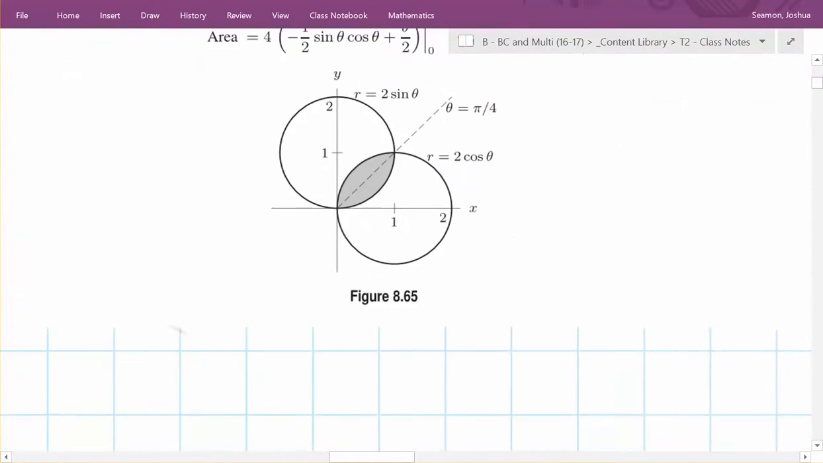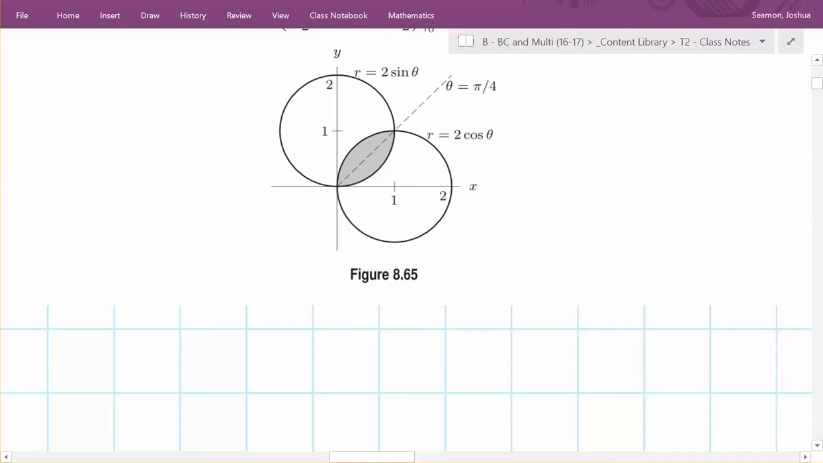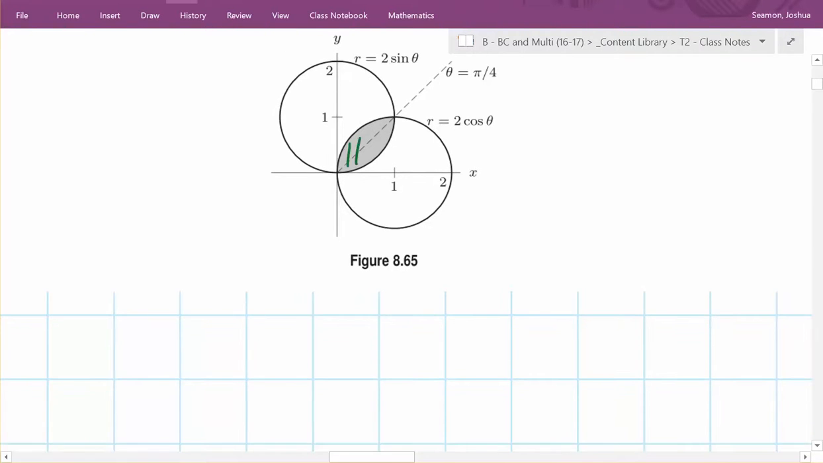So what do you get? You get a picture that looks like this. Are you comfortable with that picture? So it's asking for this area right here. Do you see symmetry? Yes. So you can either do it from 0 to pi over 4 or pi over 4 to what? And double it. Which one do you think I would choose? 0 to pi over 4 or pi over 4 to pi over 2?